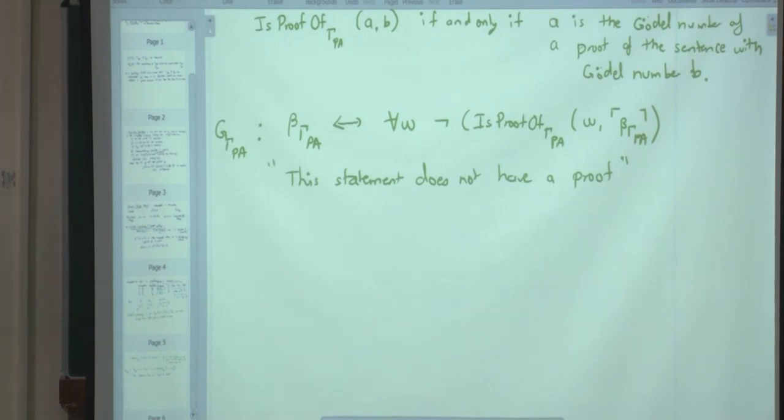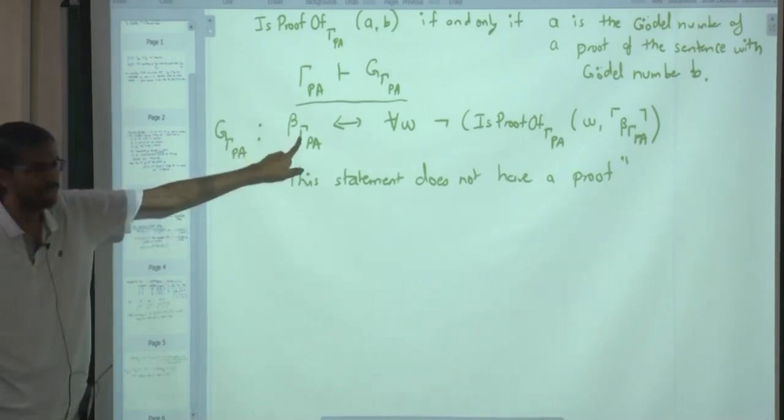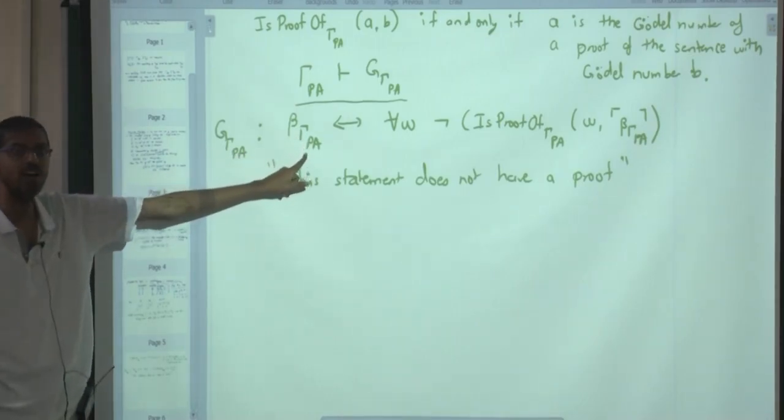And moreover, this is the main part, the theory gamma PA can prove the Gödel sentence for gamma PA. So this is what Gödel showed. Okay, so therefore, beta gamma PA is the statement which cannot have a proof.